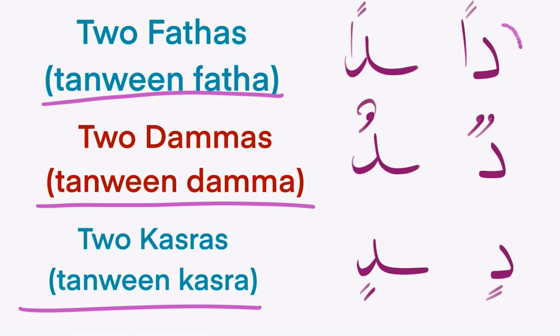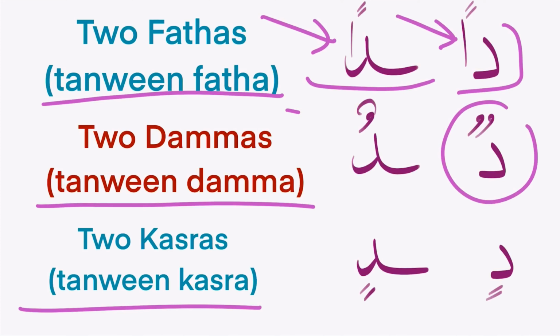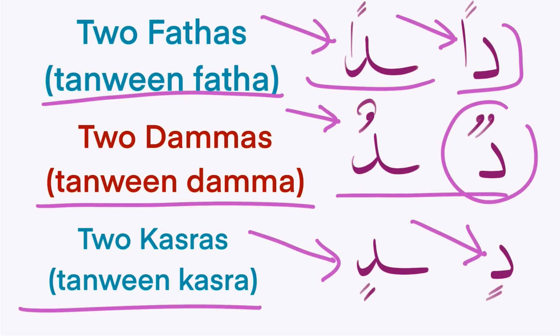This is the da letter on its own. Here the da letter is connected to a letter before. What do you think the pronunciation should be? Dan. What about the tanween dhamma addition? How do you pronounce these two? Dun. How about the addition of tanween kasra? How do you pronounce this? Din. Let's practice.